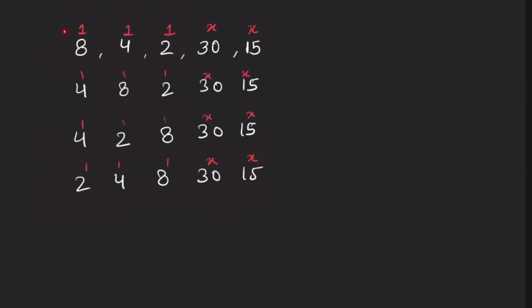So you see that within these three elements where the number of set bits were equal, these numbers could be placed anywhere, right? 8 could be present here also, here also, here also. 2 could be present anywhere, 4 could be present anywhere, right?